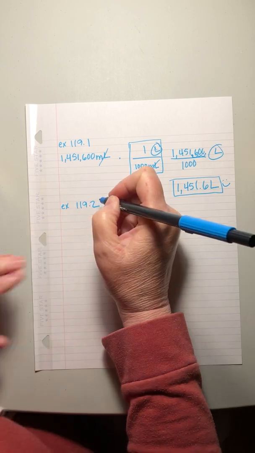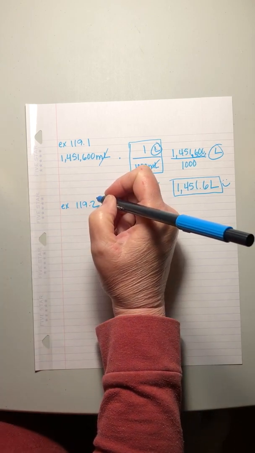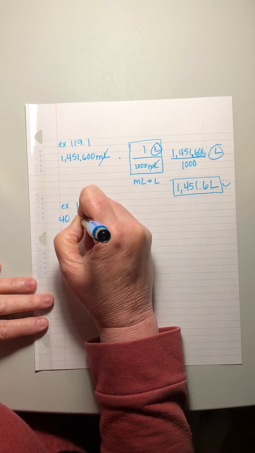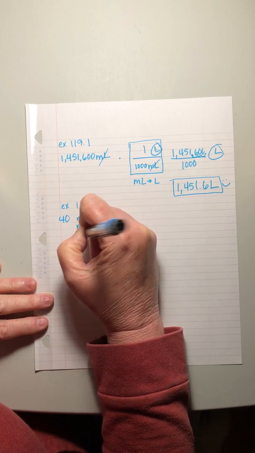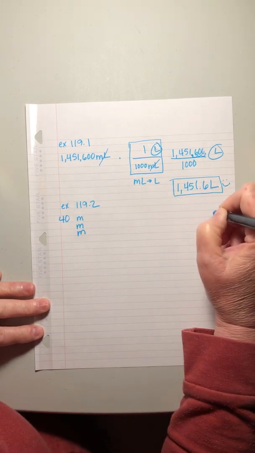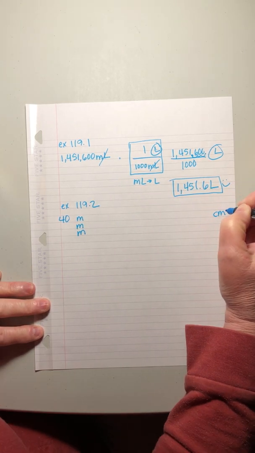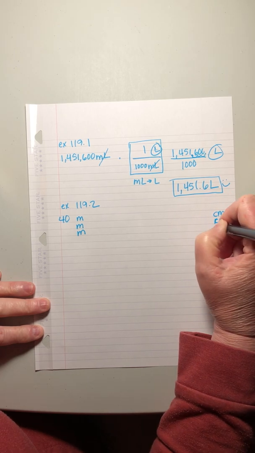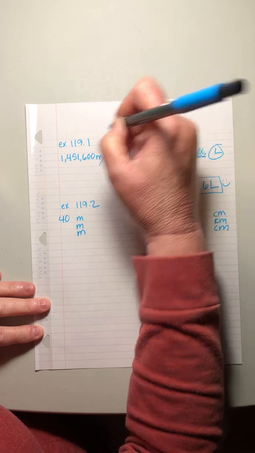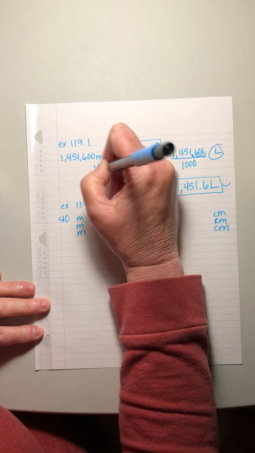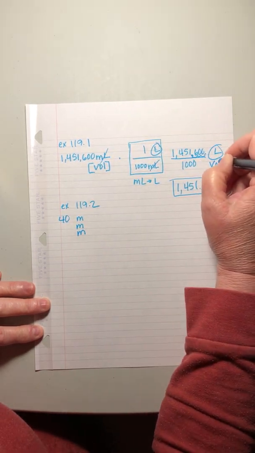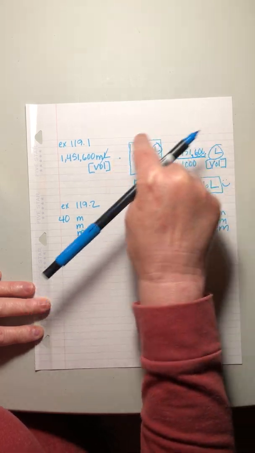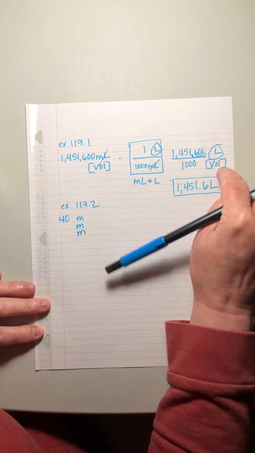119.2. Convert 40 cubic meters to cubic centimeters. Okay, so this time, whoops, this was a unit of volume. This was a unit of volume. And we used this conversion between the two volumes to do that.